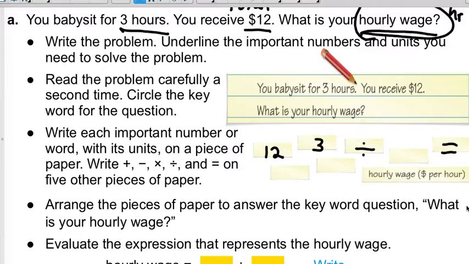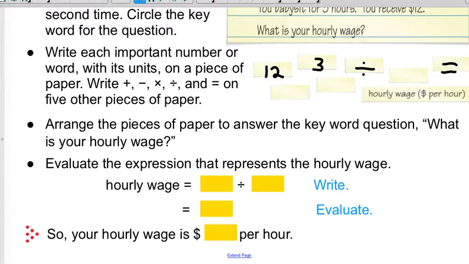Jaslyn, what's your hourly wage? I have 12 divided by 3 equals 4. So here's what I heard you say. 12 divided by 3 equals 4. Now, does 4 answer the question? Is 4 the answer to the question? $4 is the answer to the question. So your hourly wage is $4 per hour. Okay?